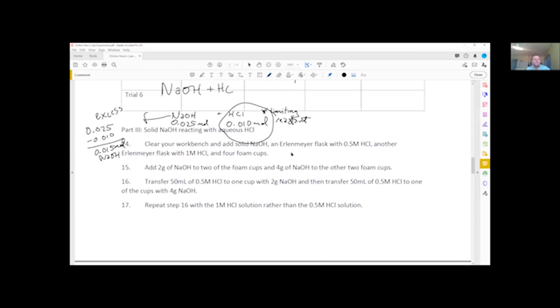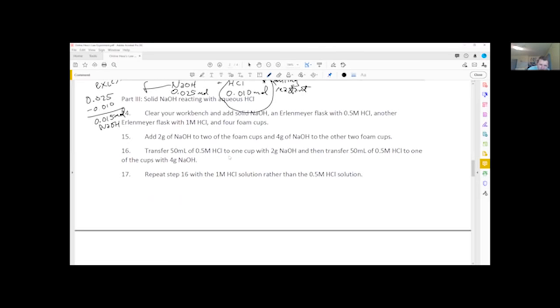So the last reaction that I'm going to look at: we've talked about a phase change, solid to aqueous, and then we've talked about a neutralization. Now we're going to combine their powers. What is the enthalpy change, the delta H, of solid NaOH being neutralized by aqueous HCl?